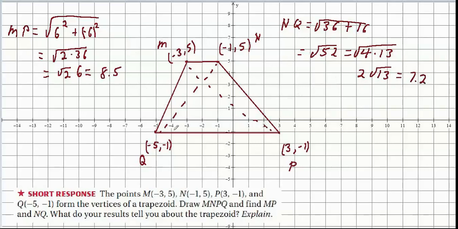You just have to check out the diagonals, see if their lengths are equal. If they're congruent, then we have an isosceles trapezoid. If not, we don't. And that's about the only thing we could say about a trapezoid and its diagonals.